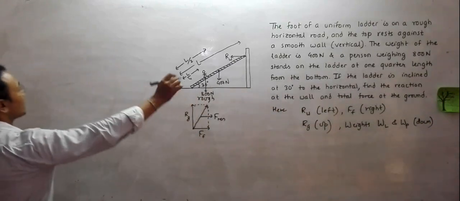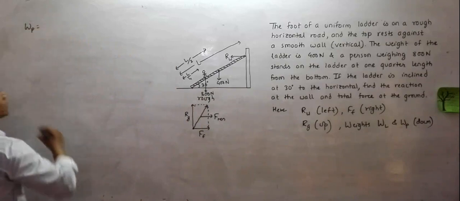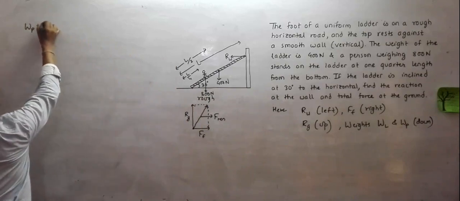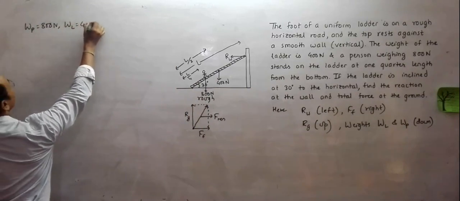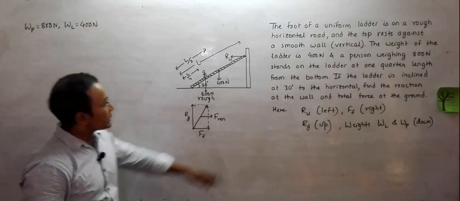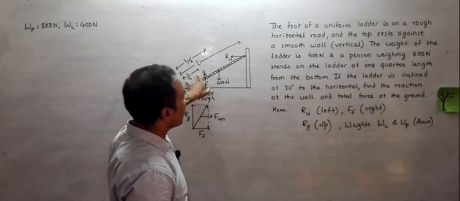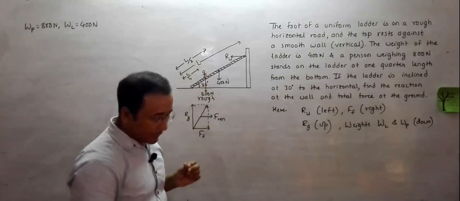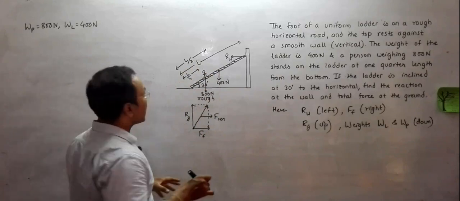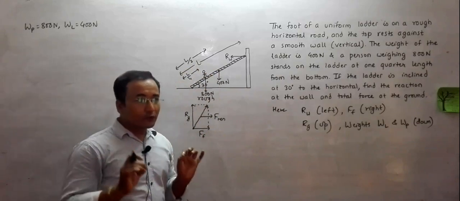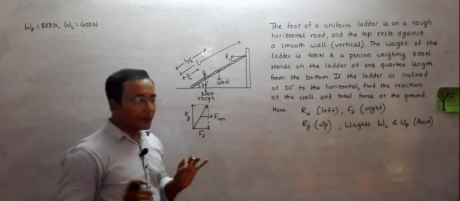Let's write the values of the quantities here. The weight of the person is 800 Newton, and the weight of the ladder is equal to 400 Newton. This angle is of course 30 degrees. The distance is L by 4, and this is L by 2. Now the first thing that we have to remember is, since the whole system is in equilibrium, the total force on the ladder in any direction is 0.